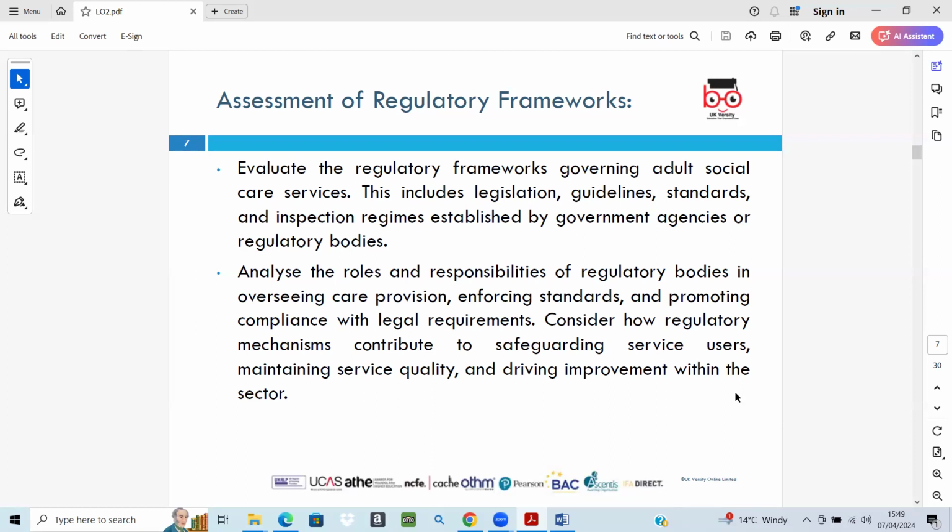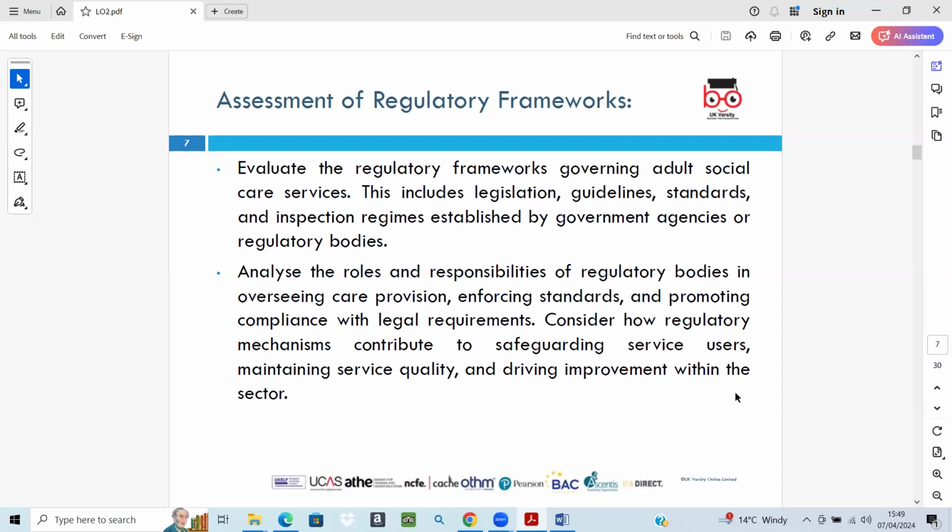So what is the main reason for that? Review the primary laws that govern adult social care in the chosen national context. For example, we gave the example of the United Kingdom, so we mentioned a few of the legislations related to the United Kingdom. And what these laws typically do is outline the rights of service users, the responsibilities of care providers, and the role of regulatory bodies.